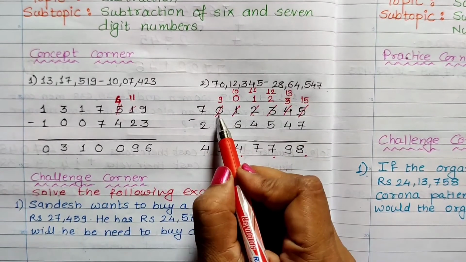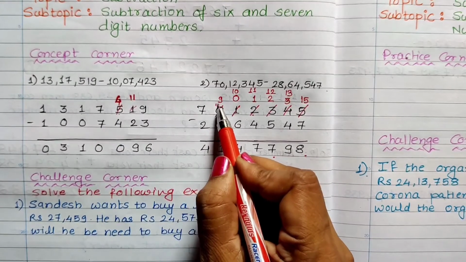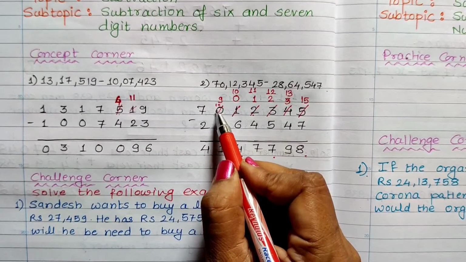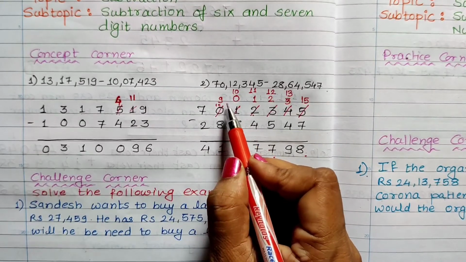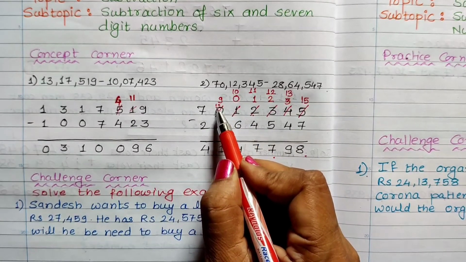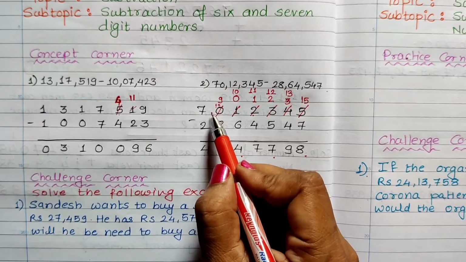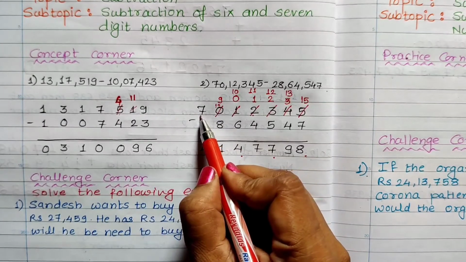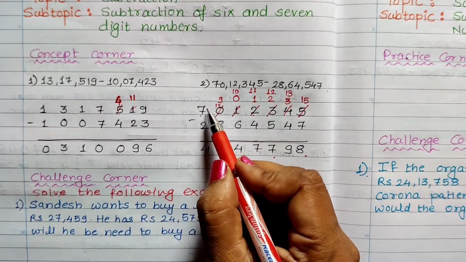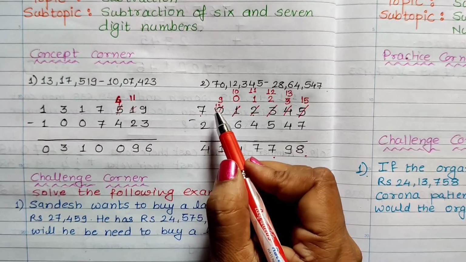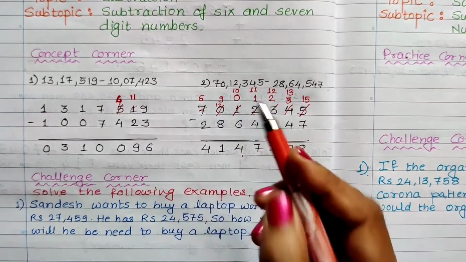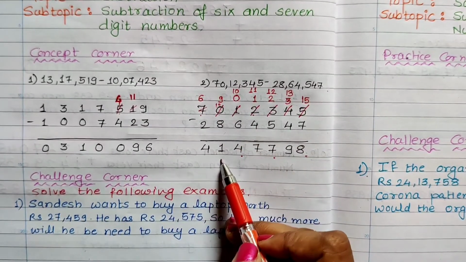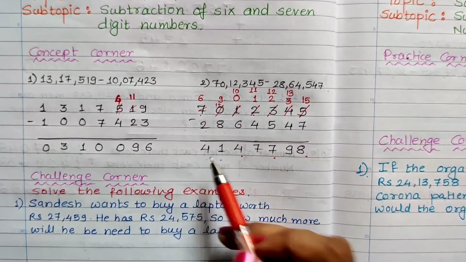Okay. Now here we have written 10 because it was 0, and from this 10 we have borrowed 1, which becomes 9. Now for this 10 we have borrowed 1 from this number. Okay, so it becomes 6. Now 9 minus 8 is 1, and 6 minus 2 is 4.